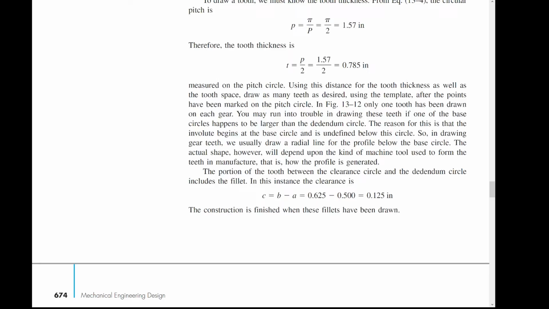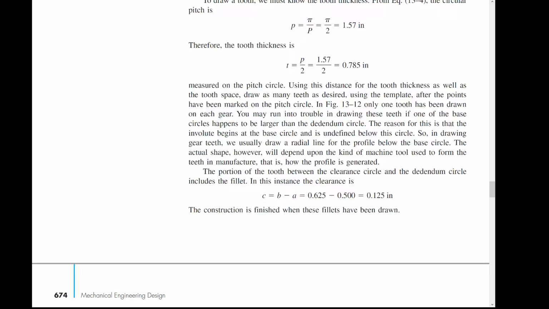You may run into trouble. I will run into trouble in drawing these teeth if one of the base circles happens to be larger than the dedendum circle. The reason for this is that the involute begins at the base circle and is undefined below it. So in drawing gear teeth, we usually draw a radial line for the profile below the base circle. The actual shape, however, will depend upon the kind of machine tool used to form the teeth in manufacture. That is how the profile is generated. The portion of the tooth between the clearance circle and the dedendum circle includes the fillet.